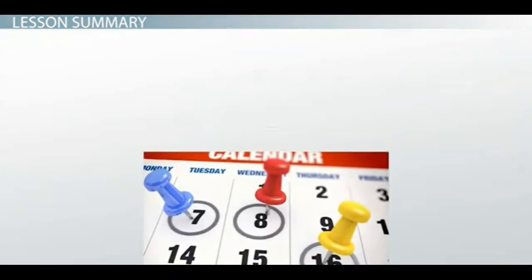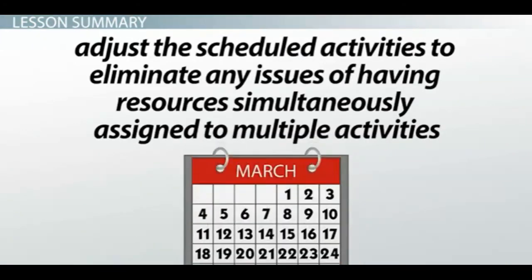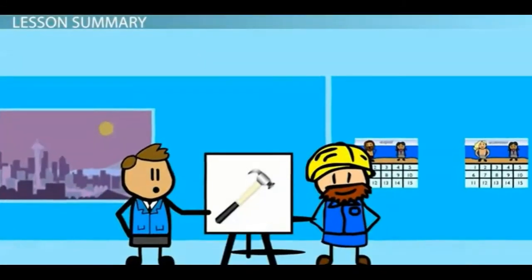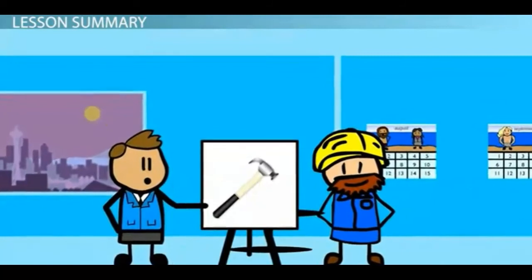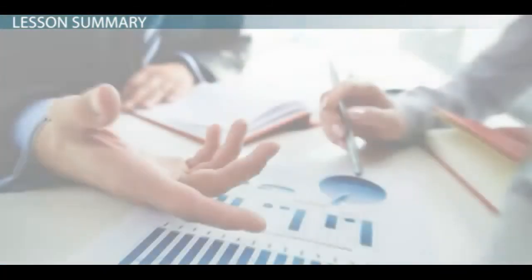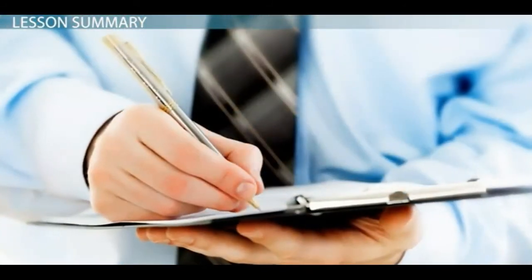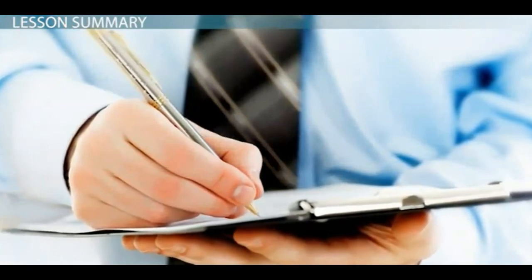Through an iterative process, you will adjust the scheduled activities to eliminate any issues of having resources simultaneously assigned to multiple activities. As you go through the resource leveling process, you will find that the schedule is extended and likely your critical path will change. The iterative nature of project scheduling and resource leveling are part of what makes project management as much an art as it is a science.